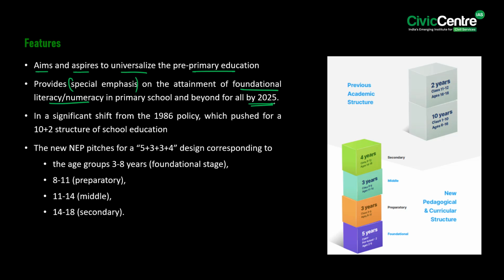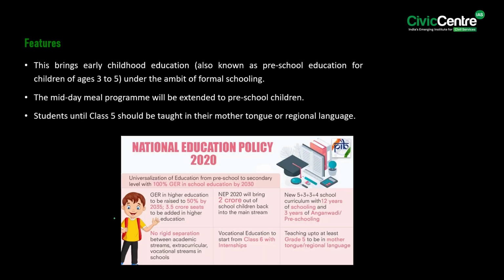Notably, in a significant shift from the 1986 policy, which pushed for a 10+2 structure of school education, the new policy pitches for a 5+3+3+4 design, corresponding to the age groups of 3 to 8 years for the foundational stage, 8 to 11 for the preparatory, 11 to 14 for the middle school, and 14 to 18 for secondary education. Hence, this brings early childhood education, also known as the preschool education for children of ages 3 to 5, under the ambit of formal schooling.